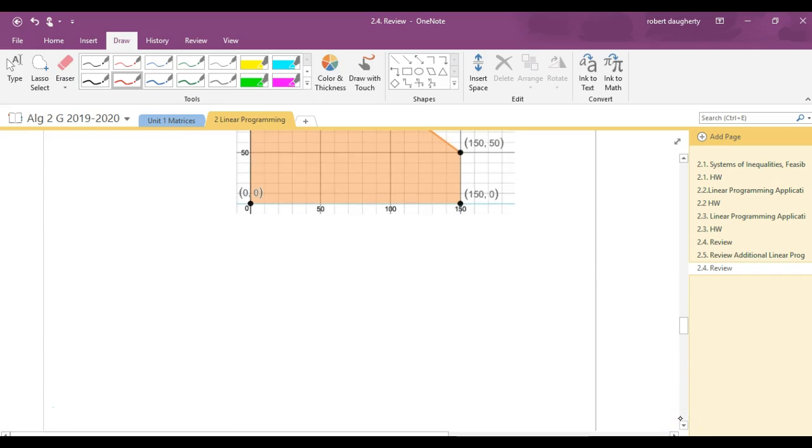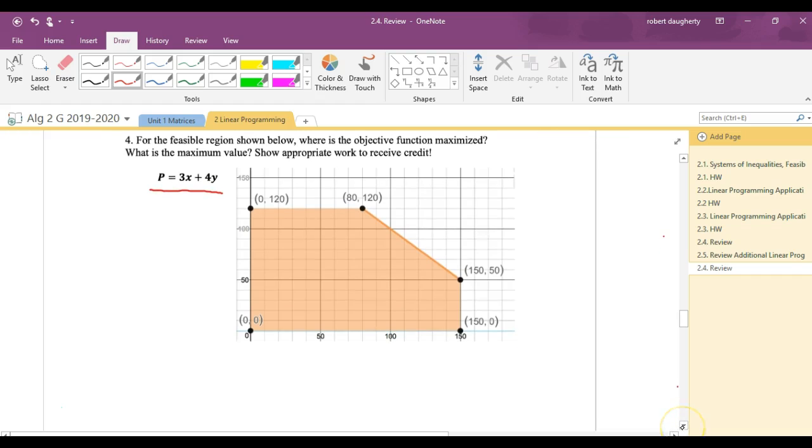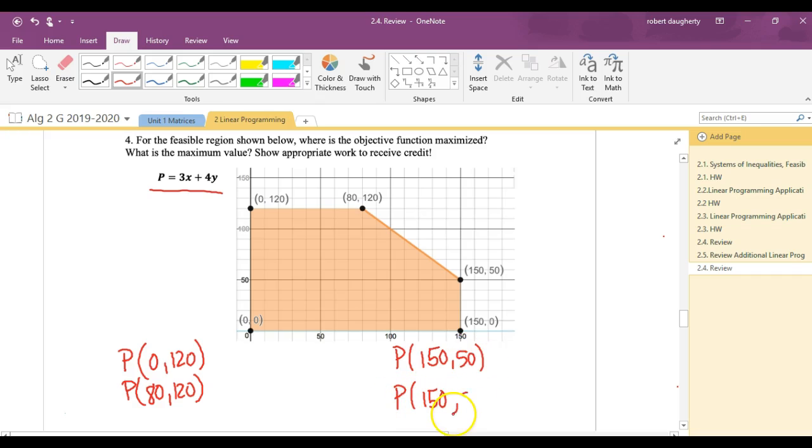The next one, I give you a feasible region but no word problem. So I say, here's my objective function. Where is the function maximized and what is the maximum value? So I've got 1, 2, 3, 4 vertices. So I just need to evaluate this function at all 4 vertices. So I need to find P at 0, 120, P at 80, 120, and then P of 150, 50, and P of 150, 0.